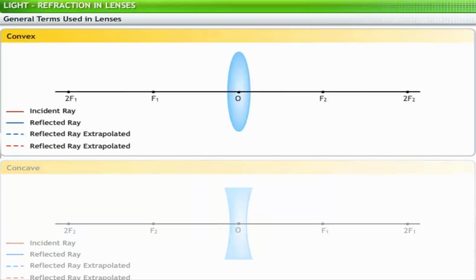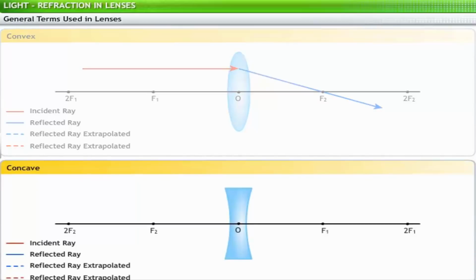In the figure here, F1 and F2 are the two principal foci. In a convex lens, if an incident ray passes through a focus and its emergent ray passes parallel to the principal axis, then that focus is called the first principal focus. If an incident ray passes parallel to the principal axis and its emergent ray converges at a focus, then that focus is called the second principal focus.